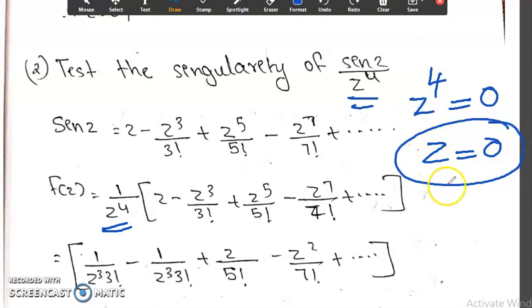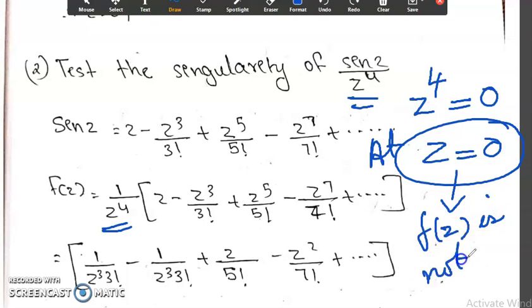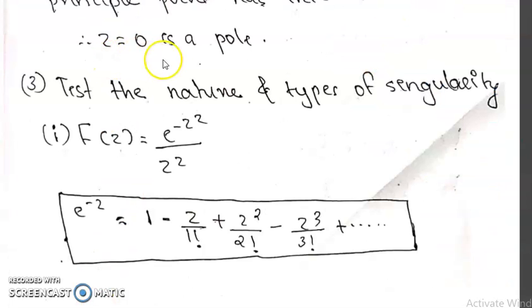That means at z equal to 0, f of z is not analytic, so it is a singular point. But testing the singularity means we have to test whether it is a pole or an essential singularity or whatever it is. In this case, at z equal to 0 the principal part has a finite number of terms. Therefore z equal to 0 is a pole.